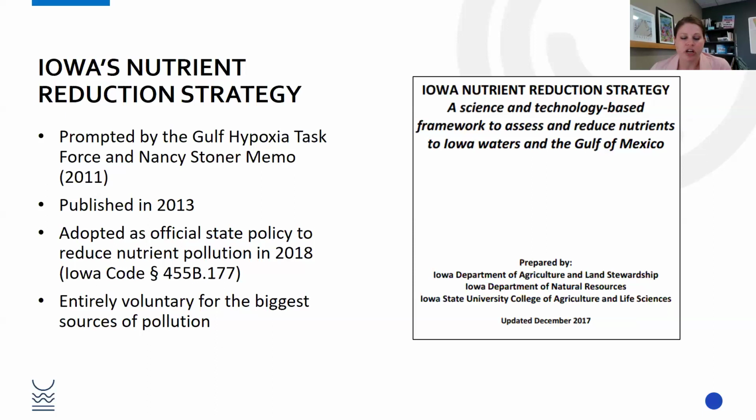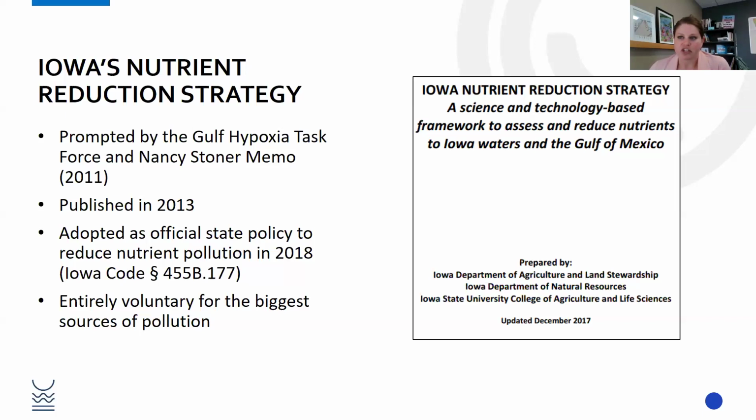Iowa has a nutrient reduction strategy, which was adopted by the state in 2013 and was officially adopted into state code in 2018 as the state's policy for addressing nutrient pollution. So nutrients being nitrogen and phosphorus. This has been in place for 10 years, and the goal is to reduce pollution that's leaving the state and helping to cause the dead zone in the Gulf of Mexico.